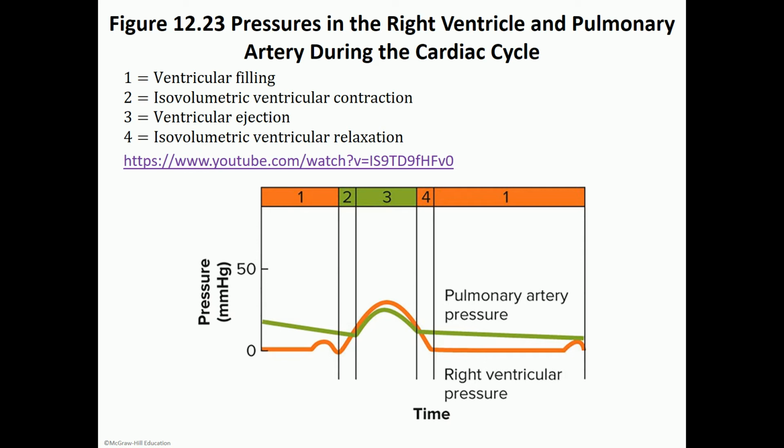Now we want to take a look at the pressure changes that are happening in the pulmonary artery. Basically, when the right ventricle contracts, that's going to push blood into the pulmonary artery. And you can see that happening during the phase of ventricular ejection. During all the other phases, the blood is flowing away from the pulmonary artery, so the pressure in the pulmonary artery is decreasing through the rest of the phases. There's a YouTube video, at the link right here, that you could watch, and it shows, in an animated video, all of these different pressure changes.